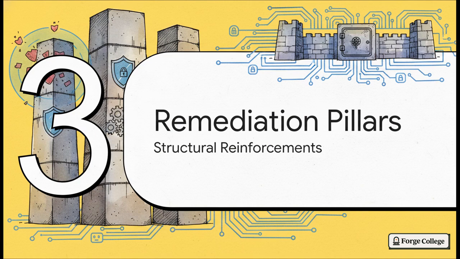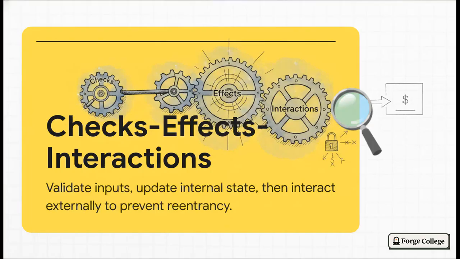So, we know what structural failure looks like, right? Now, how do we actually reinforce the code? We rely on 3 specific engineering patterns. These are core security concepts that honestly form the absolute bedrock of the learning programs taught over at Forge College. Let's look at the very first pillar. Pillar number 1 is checks, effects, interactions, or just CEI for short. Think of CEI like a really rigid mechanical gear sequence where one gear absolutely cannot turn before the other.